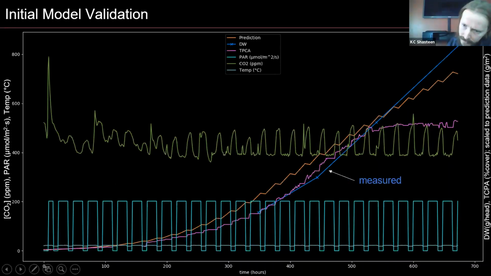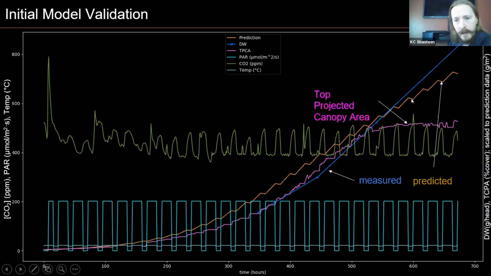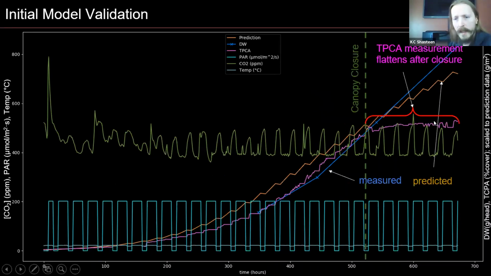And the blue curve tracks the measured dry mass. Is that dry mass? Yes, the measured dry mass. And the orange curve is the predicted dry mass from the model. The top projected canopy area on this graph is in purple. And you can see that during these last 6 days or so, it flattens out and doesn't match very well with the measured dry mass.